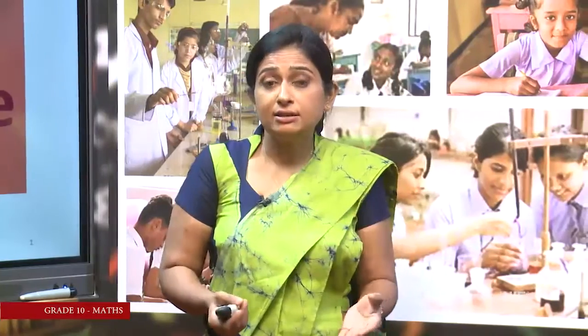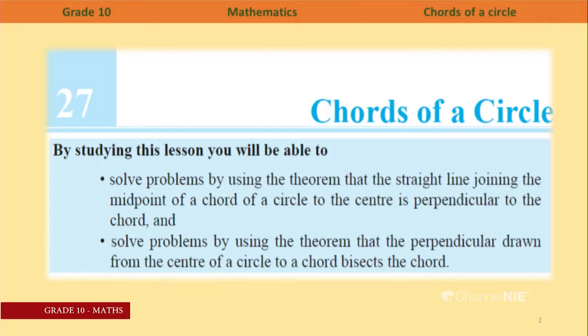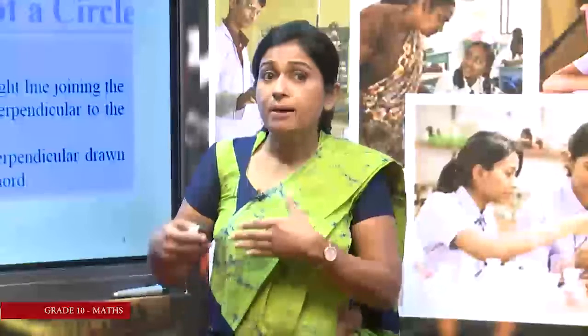In this lesson, what are the things you can gain? Solve the problems by using the theorem that the perpendicular drawn from the center of a circle to a chord bisects the chord. In the previous part we did a sum and got the outcome: solve problems by using the theorem that the straight line joining the midpoint of a chord of a circle to the center is perpendicular to the chord. We did that under part 1.